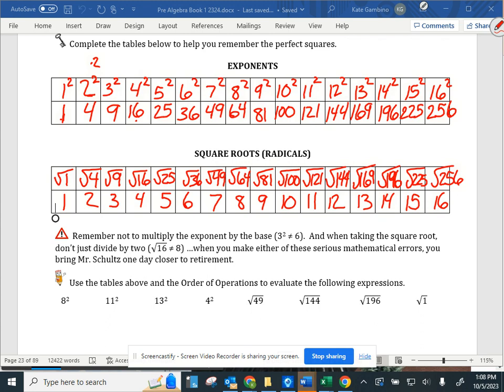Oh, okay. So let's go up from 1. 2 squared equals 4, so square root of 4 is 2, because we know 2 times 2 equals 4. So we just worked backwards.